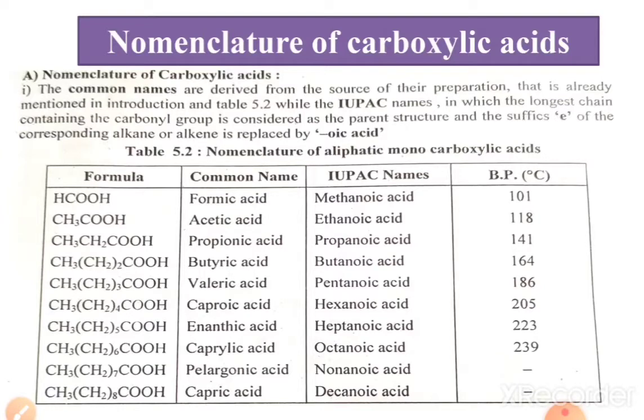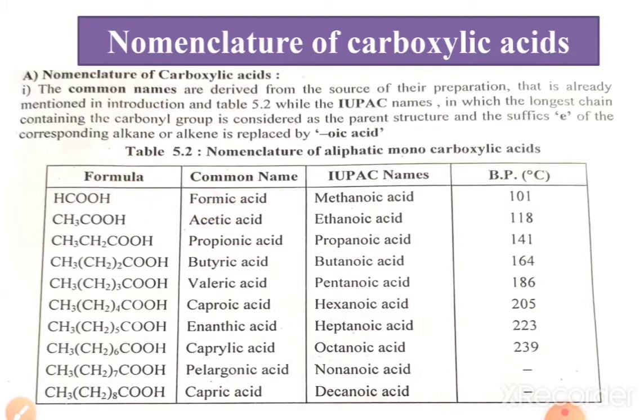Now then, nomenclature of carboxylic acids. For nomenclature of carboxylic acids, two methods are used. The first one is the common name and the other is the IUPAC name. First we discuss the common name. For the common name, the source of their preparation is already mentioned in the introduction and in table 5.2. The common names of carboxylic acids are given below.